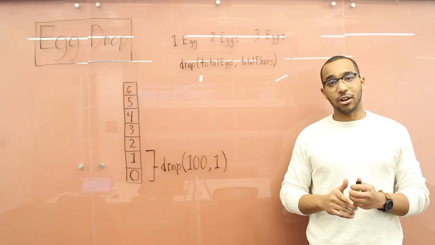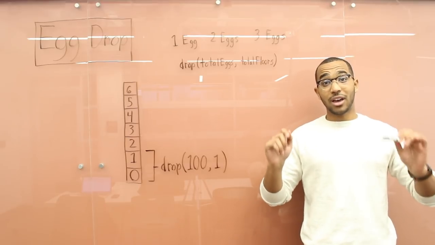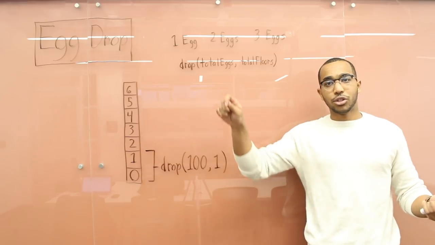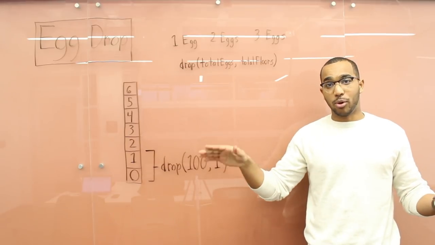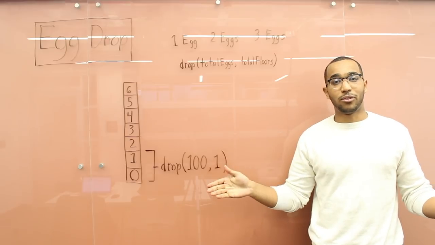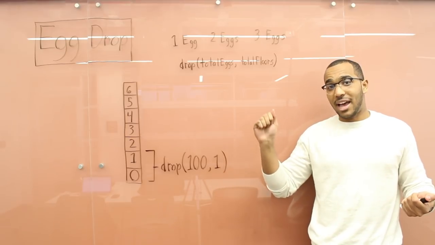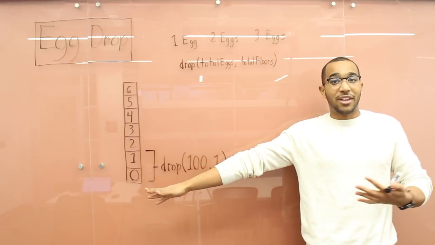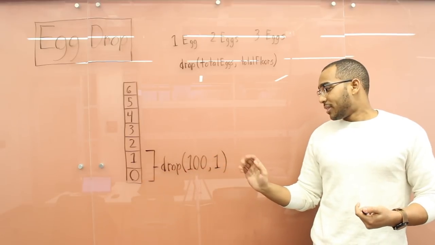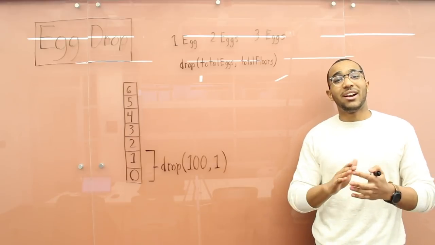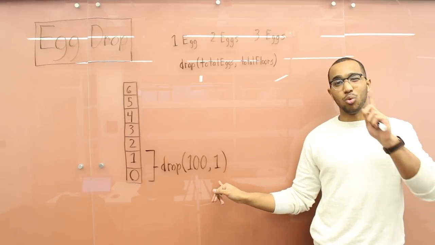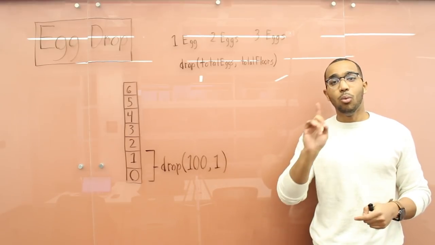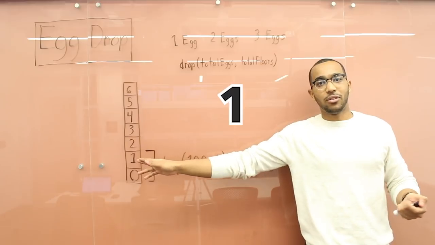So if I just have one floor, you could give me a million eggs. It does not matter. The amount of drops I'm going to have to do in the worst case is one drop. I just drop it from floor one. If it breaks, that means that is the pivotal floor. If it doesn't break, then the pivotal floor would be technically floor zero, if that's even a true floor. So the equivalence for this is, no matter how many eggs I get, if I have just one floor, the amount of drops I have to do is going to be one. It's going to be the same amount as the floors I get.